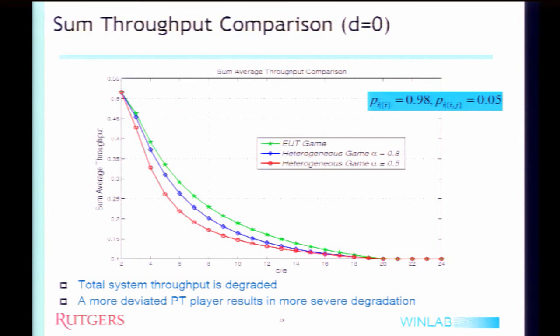So this is the sum throughput comparison. The green line represents the traditional EUT game, where both players are EUT, and you can see that the deviation of the PT player actually hurts the system performance in terms of average throughput. As alpha becomes smaller, meaning more deviation from EUT, this trend is more exaggerated. What is the x-axis of these plots? Here we fixed E equal to 2, and we vary C as multiples of E. E is the energy cost of sending a packet, and C is the throughput reward. So we try to see the trend when the values vary.